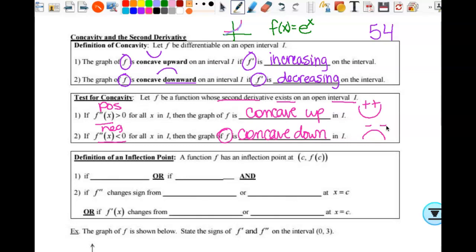Then we have an inflection point. Do you know what an inflection point is? Yes, can you tell me what it is? That's okay. Tell me a graph that you know that has an inflection point.